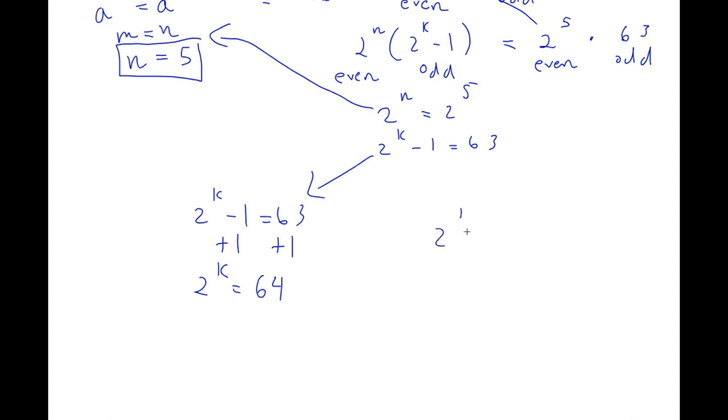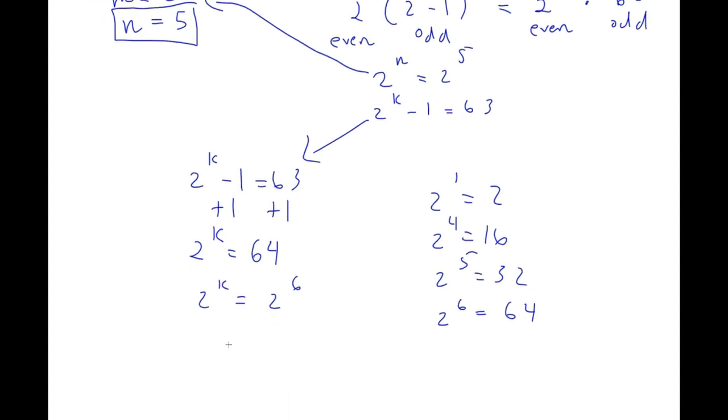Now we know that 2 to the power of 1 is equal to 2. And if we go a little farther, 2 to the power of 4 is equal to 16, 2 to the power of 5 is equal to 32. So one more should do the trick. 2 to the power of 6 is equal to 32 times 2, which is 64. So now we have 2 to the power of k is equal to 2 to the power of 6.